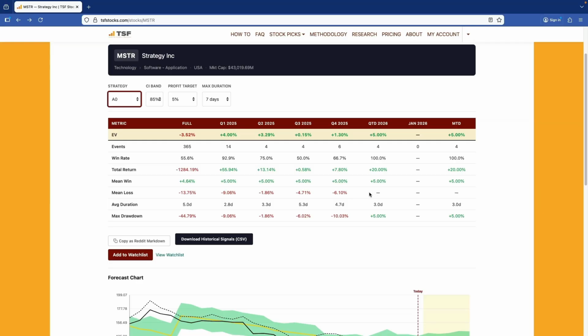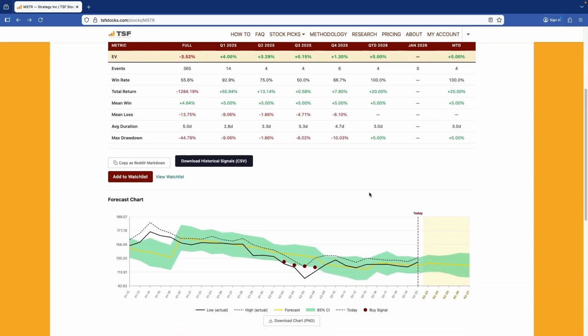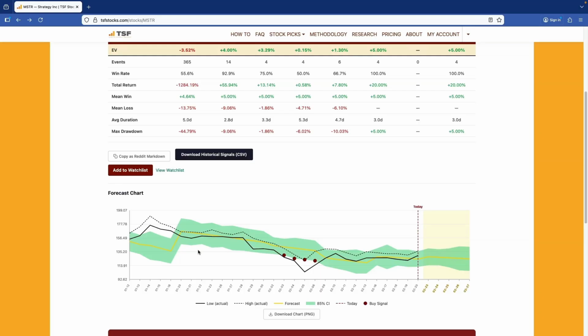Now let me show you what this looks like on the forecast chart. The green zone is the map of normal. The green zone shows the expected price range for this stock. The lower band prices are the forecasted limit order entry prices. Each of these red dots marks a day when the stock's actual low price dropped below the forecasted entry price, and that would have triggered a buy.